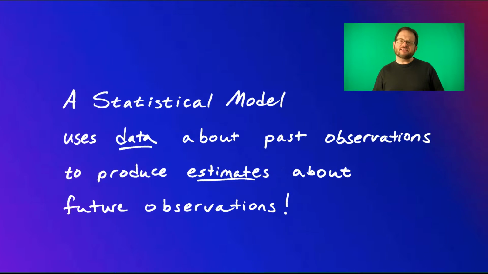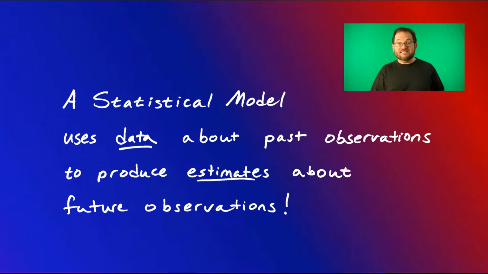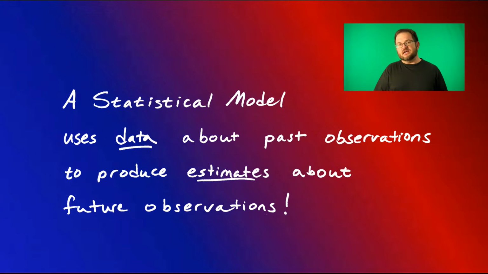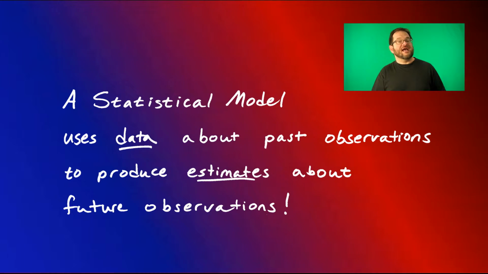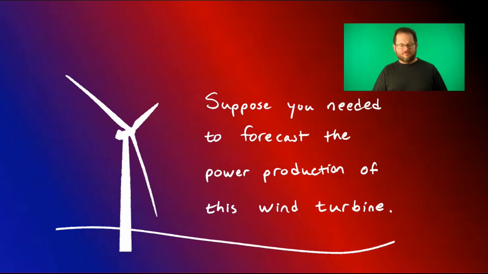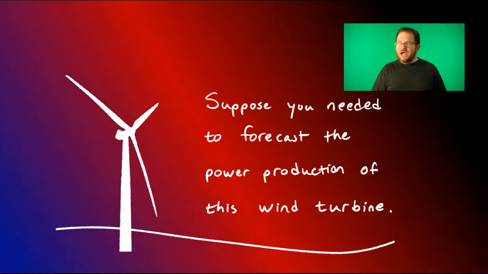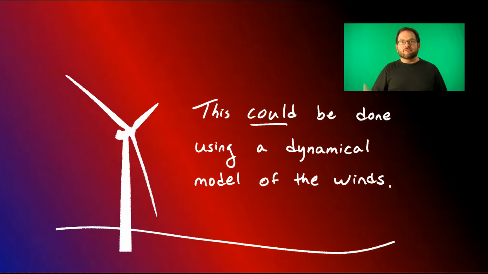we can say that a statistical model is a way of making predictions or understanding a system that uses data about past observations to produce estimates, or we could say forecasts, about future observations. We're going to use past performance of a system to tell us something about what's going to happen in the future. Suppose you needed to make a forecast, for example, of the power production for some wind turbine. I could think that there would be a number of different ways we could do this.